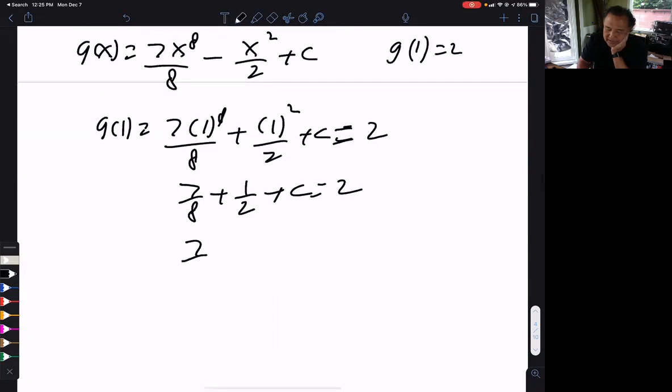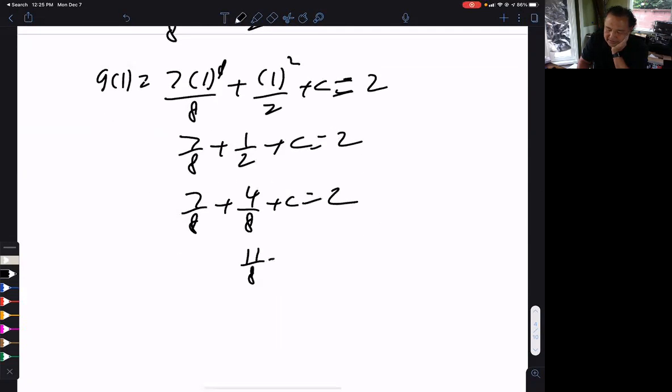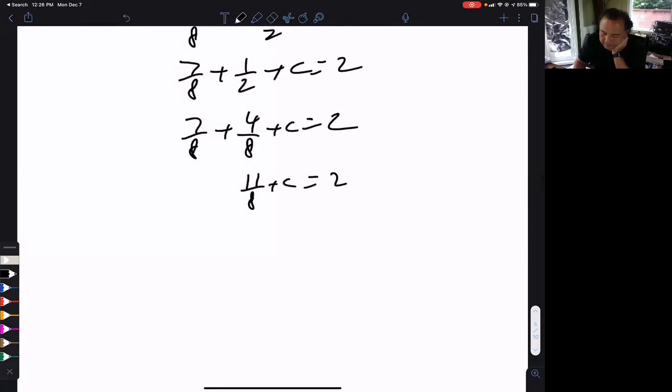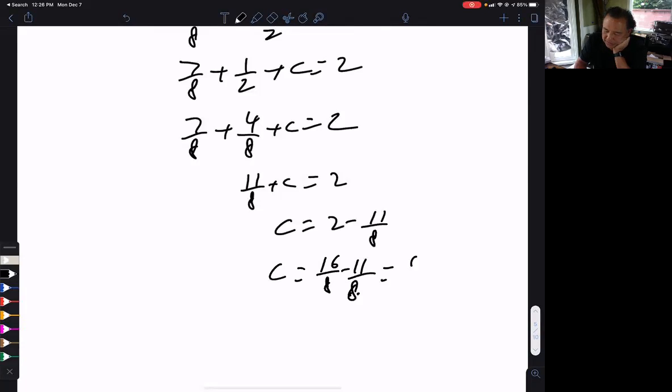I get a common denominator. That's going to be 4/8. It'll be 11/8. I need to subtract 11/8 from both sides. I get a common denominator. That's 16/8 minus 11/8, which gives me 5/8. So I now found my c is 5/8.